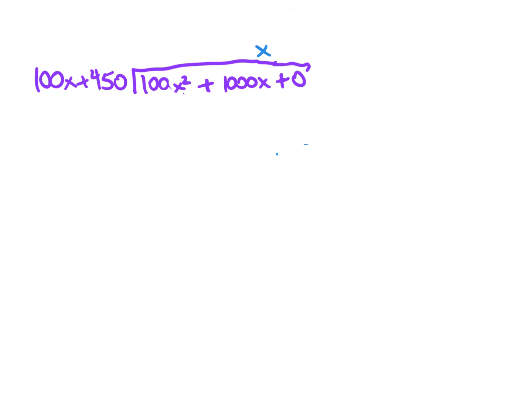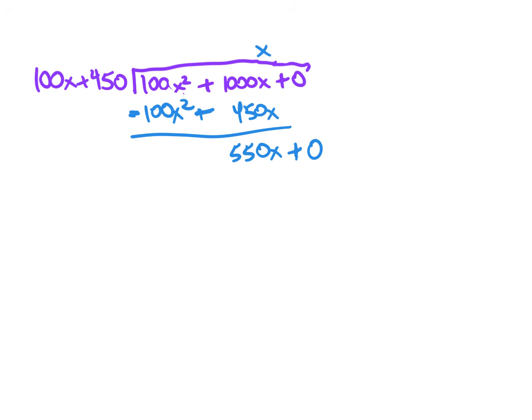Okay, now that we have our problem set up, we're going to do 100x plus 450 divided into 100x squared plus 1000x. We have to put a 0 in because we have no constant term. So x times 100x is 100x squared plus 450x. Change both signs. We get 550x. Bring down our 0. We need it for place value.